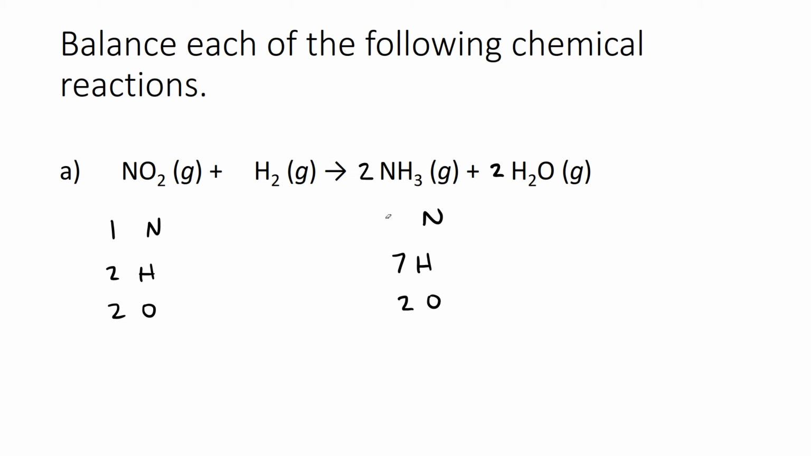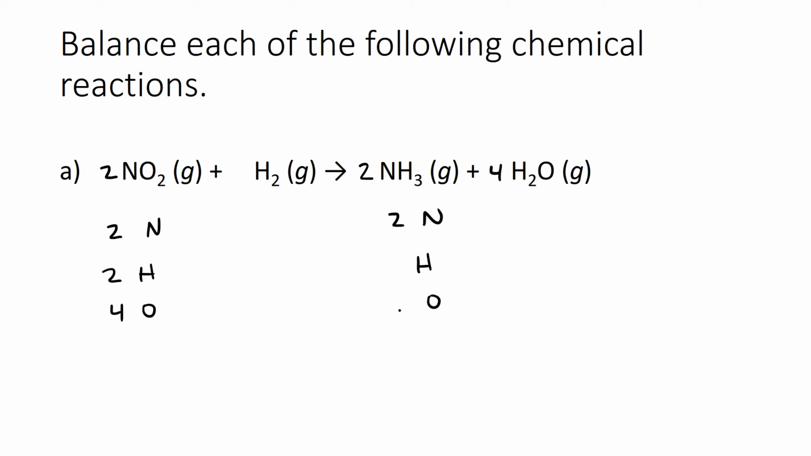So we're going to go ahead and recount what we have. Now on the product side, we have 2 nitrogens, we have 6, 7, 8, 9, 10 hydrogens, and 2 oxygens. On the left side, we're going to need to put a 2 right here in front of the NO2 to give us 2 nitrogens. Currently we have 2 hydrogens and we have 4 oxygens. So to fix that, we got to go back over here to the right side. We're going to put a 4 in front of this water molecule.